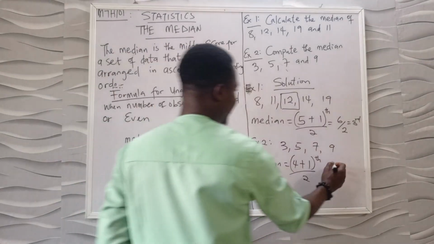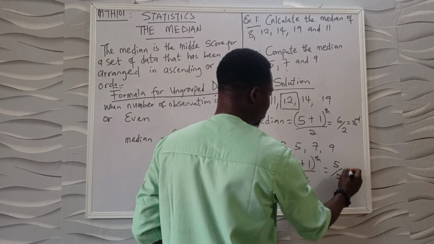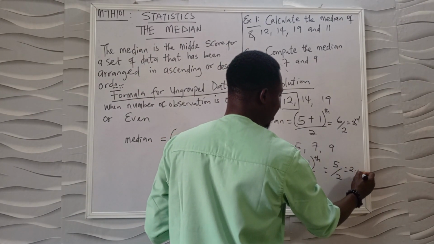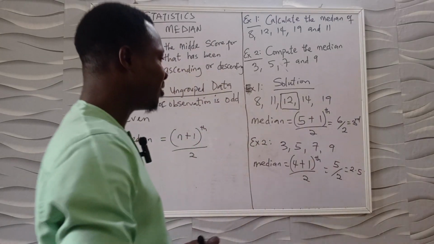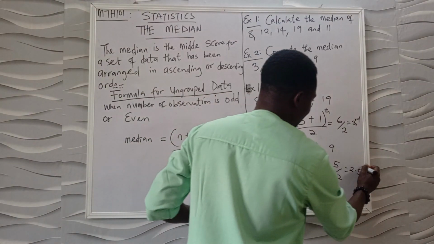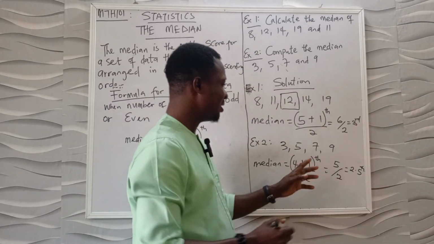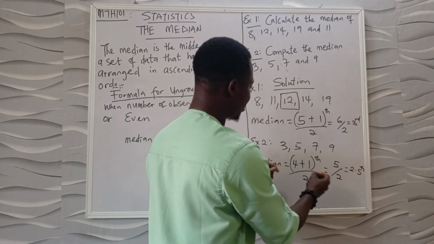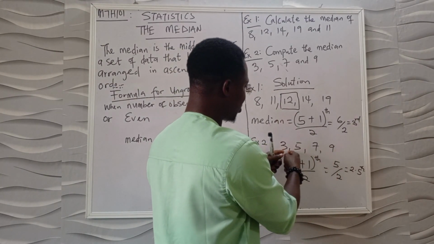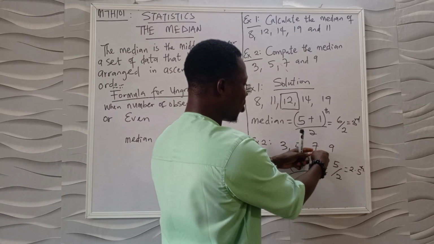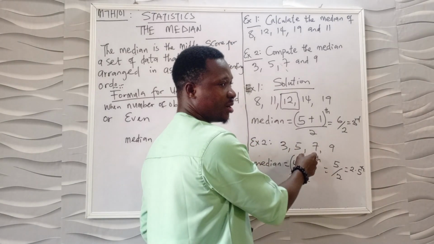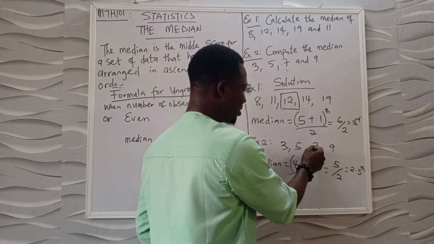So this will give us 5 over 2, which will give us what? 2.5. So it's telling us that our median is in between what? The second and the third number.